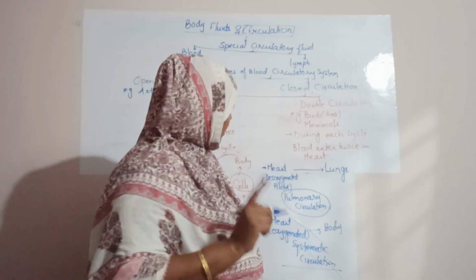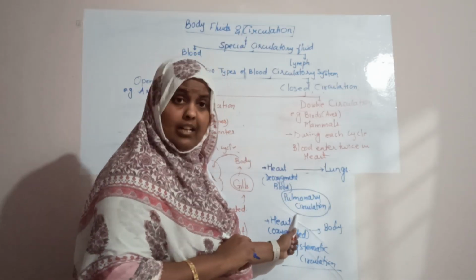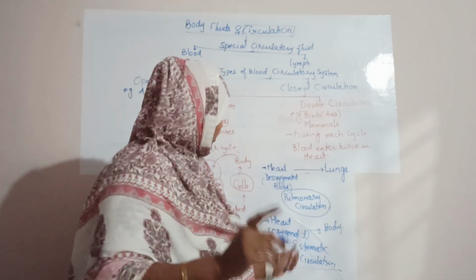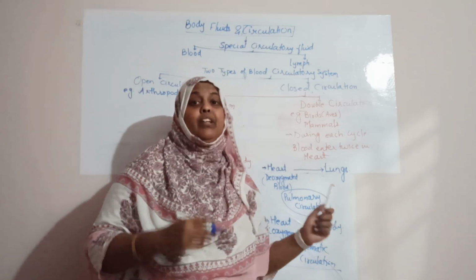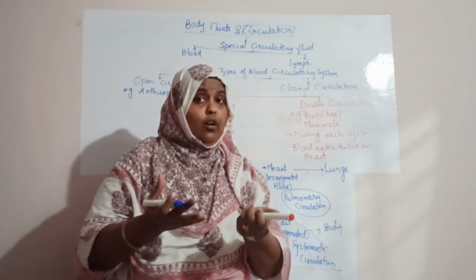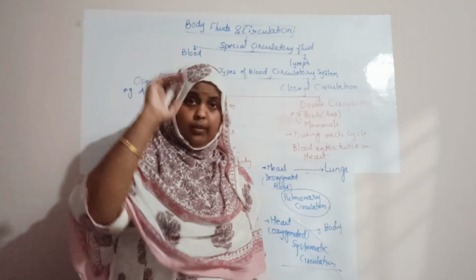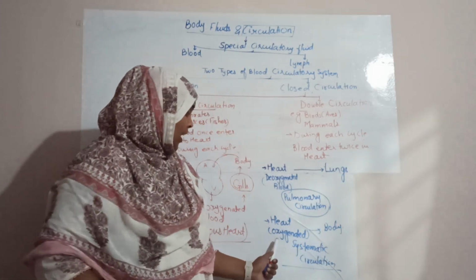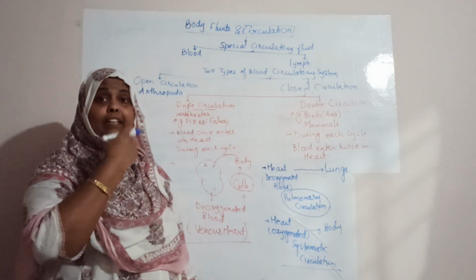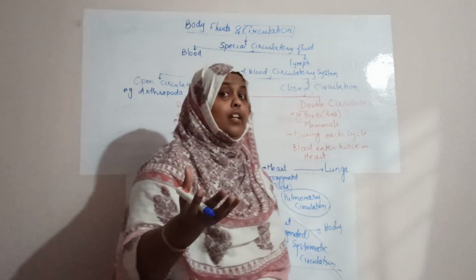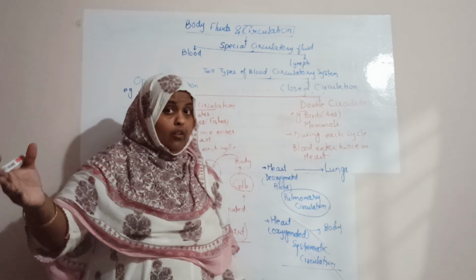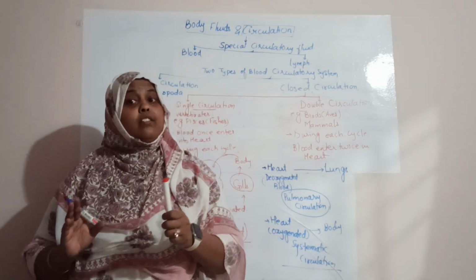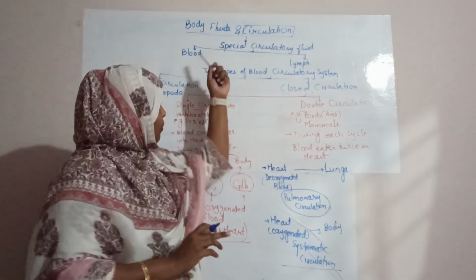So in our body, double circulation is present. That double circulation is composed of two types of circulation. One is the pulmonary, and the second one is known as the systemic circulation. Pulmonary circulation means when the heart gives the deoxygenated blood to the lungs for purification. And the second one is when the heart pumps the oxygenated blood to the body. This type of circulation is known as the systemic circulation. Okay, up to here you understand?